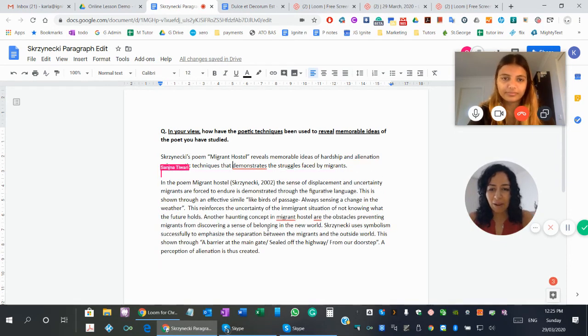Okay, have a read of that. Shinesky's poem Migrant Hostel reveals memorable ideas of hardship and alienation using poetic techniques that demonstrates the struggles faced by migrants. Perfect. Can you see the red underline on demonstrates? Oh. Is that right? Yeah, that's perfect.